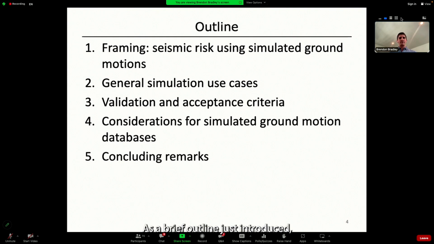As a brief outline, I will introduce some terminology and a way to break down the problem by thinking of things in terms of seismic risk and how we can perform seismic risk calculations using simulated ground motions. There are a few different ways that simulated ground motions can fit into the seismic risk calculation, and a couple of them have been touched on already. Then, talking specifically about the use cases more generally, how that relates to validation and acceptance criteria, again building on some of the sentiments from presenters that have already talked, particularly Chiara, Roberto, and Ricardo, and then considerations for how that relates to how we might develop databases of simulations.